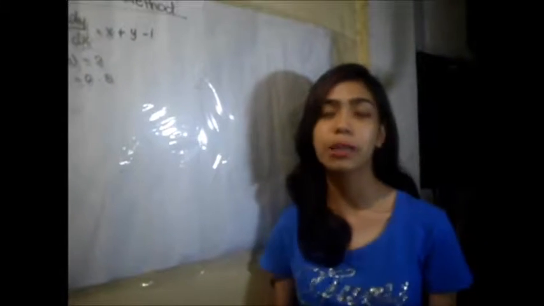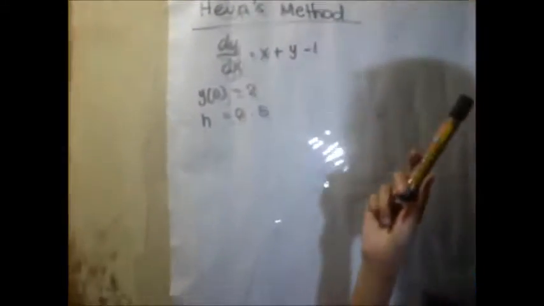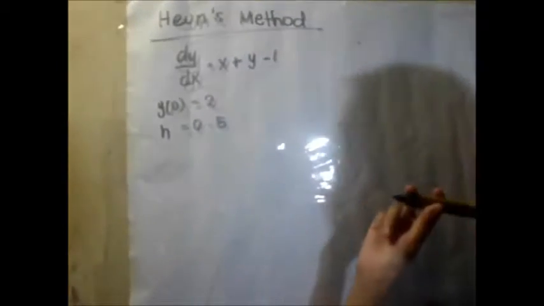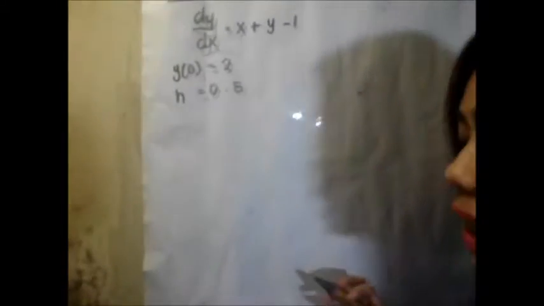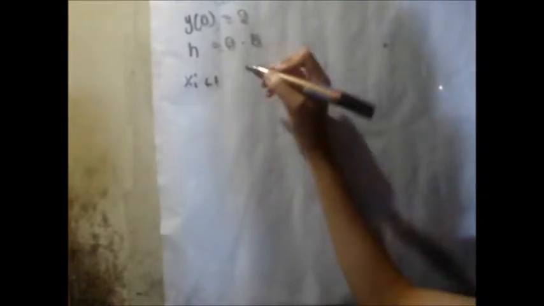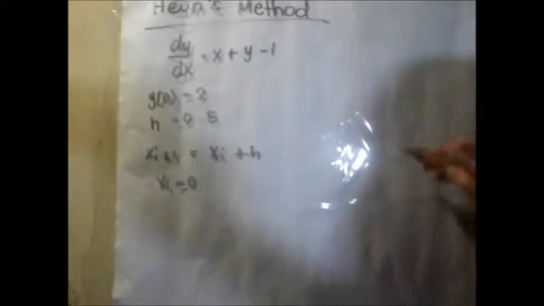So our next method is Heun's method. We have an example here. dy over dx is equal to x plus y minus 1. We are given y of 0 equals 2, with a step size of 0.5. So for x, we have x sub i plus 1 equals x sub i plus h. Here, we can assume that x sub i is 0. We have a table here so that we can easily understand.